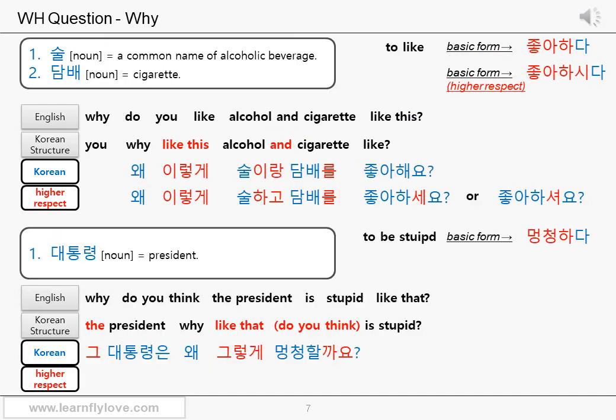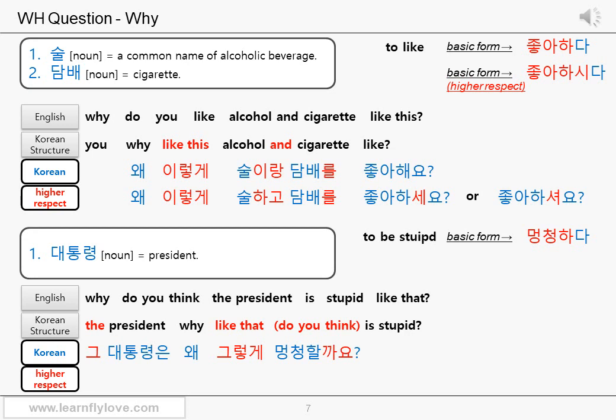Let's see another example. Why do you like alcohol and cigarettes like this? It means, why do you like alcohol and cigarettes so much, or this much in English? We can see like this in this sentence, so we can tell the speaker is actually saying something that the listener is doing, because this is used to describe something in touching distance. Maybe the listener is now drinking and smoking.